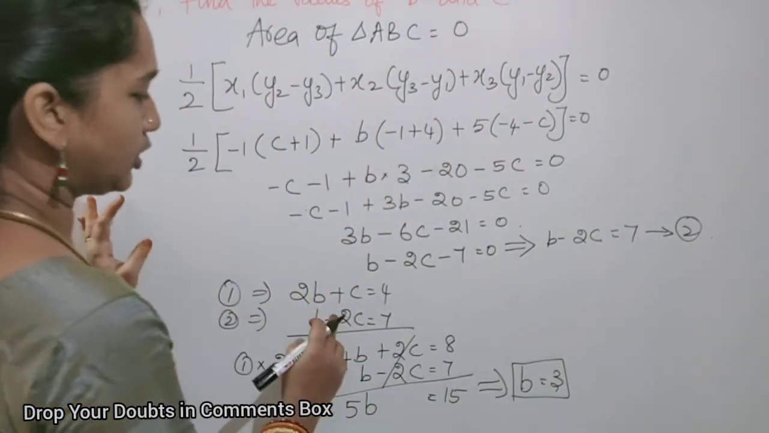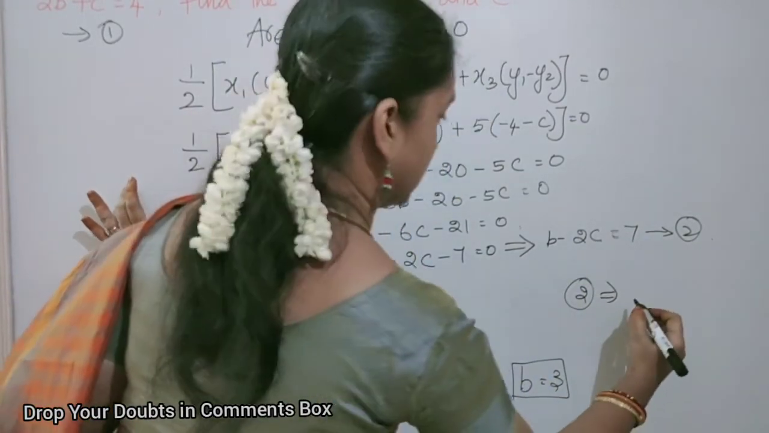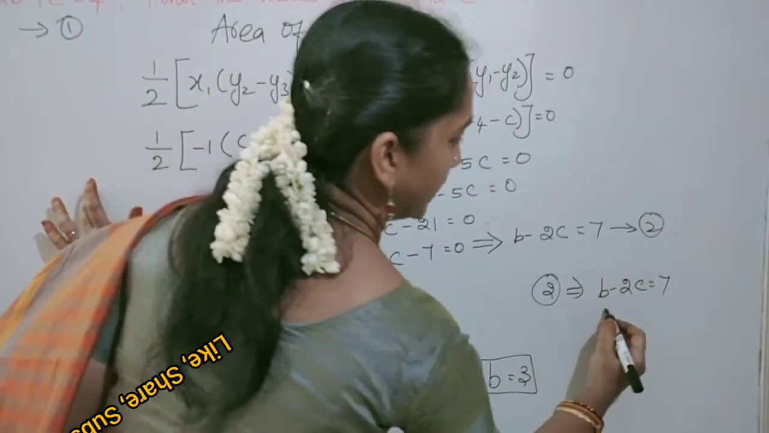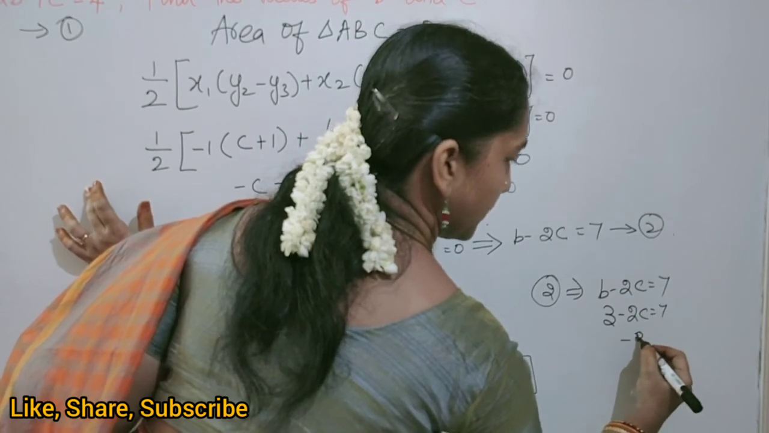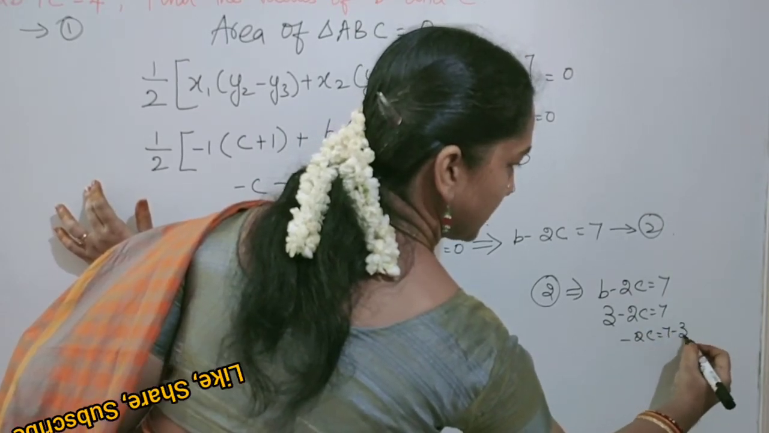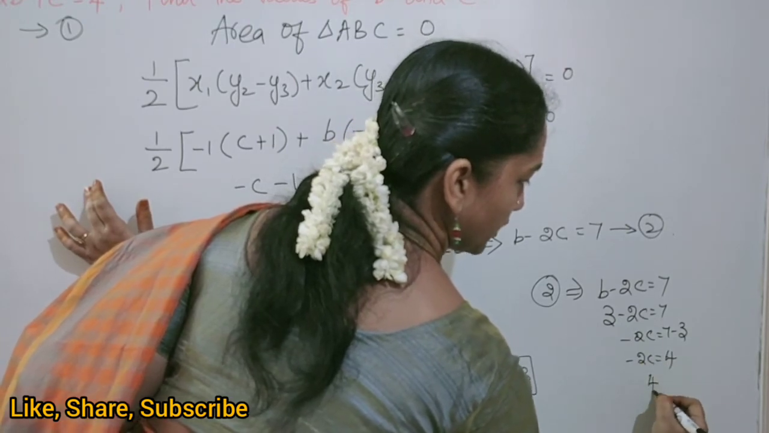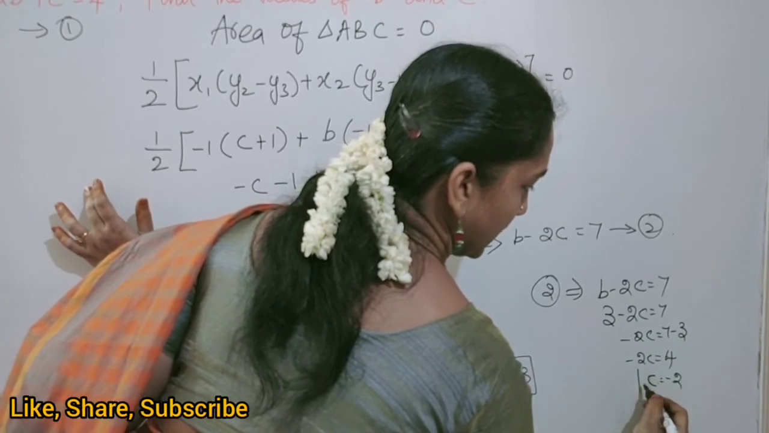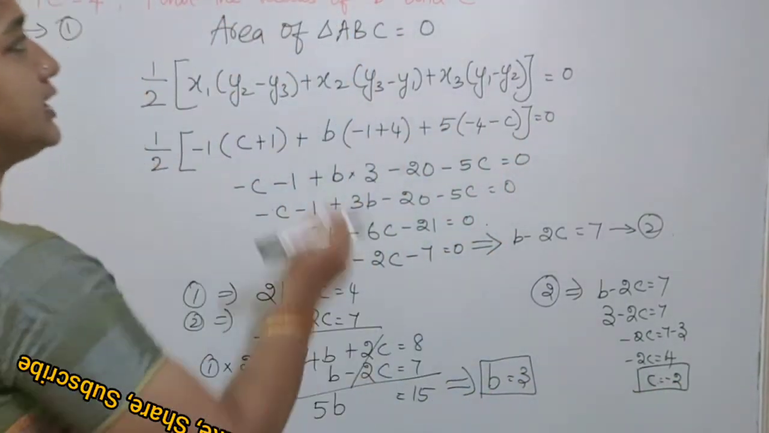Now substituting this b value in the second equation. The second equation is b minus 2c is equal to 7. So the b value is 3: 3 minus 2c is equal to 7. Minus 2c is equal to 7 minus 3, that is 4. Minus 2c is equal to 4, so c is equal to minus 2. So this is the b value and c value.